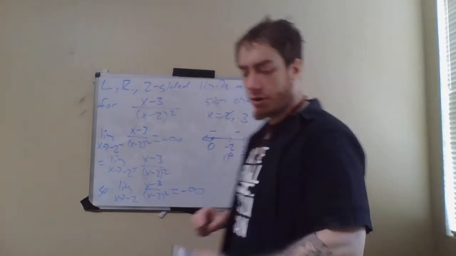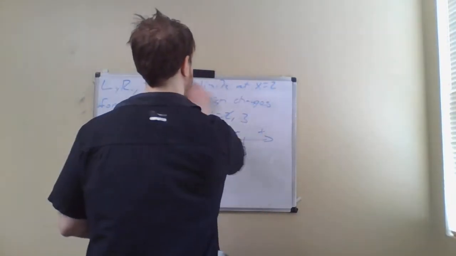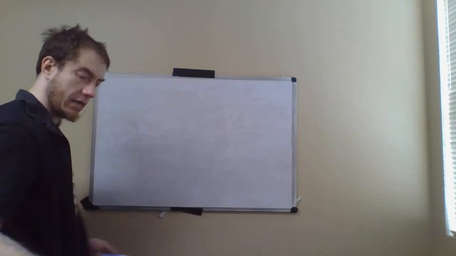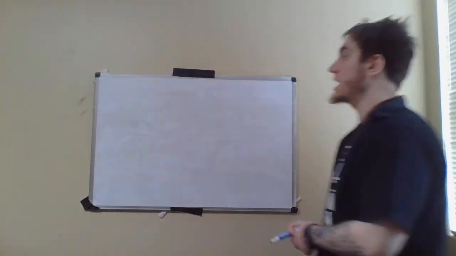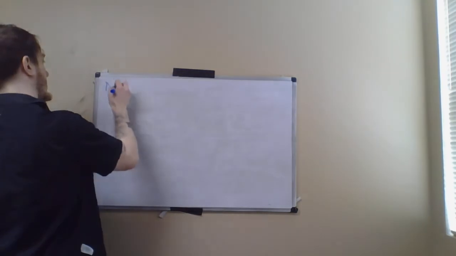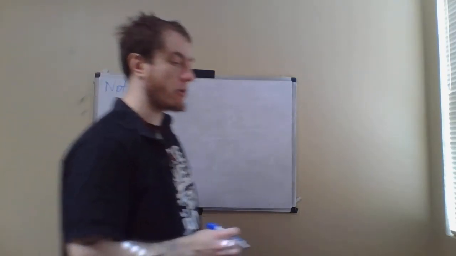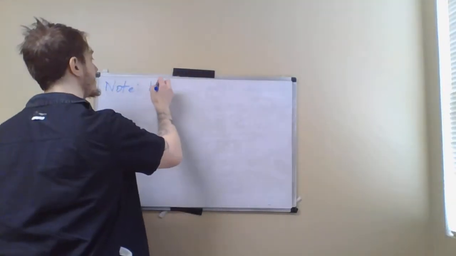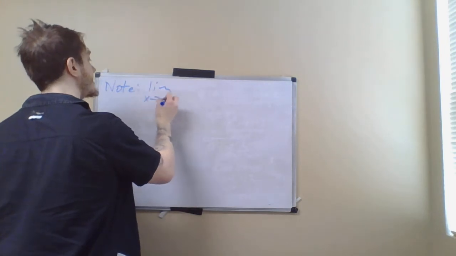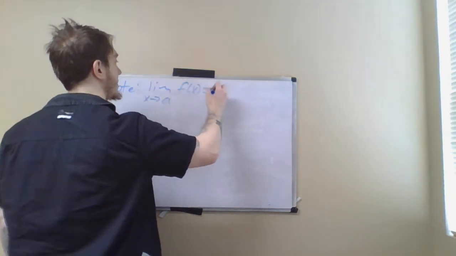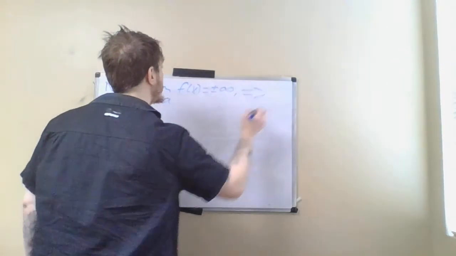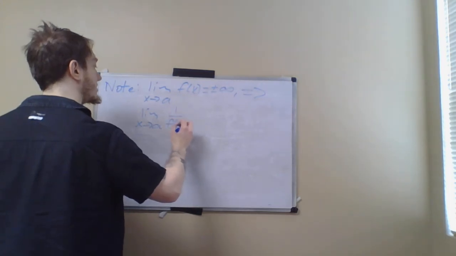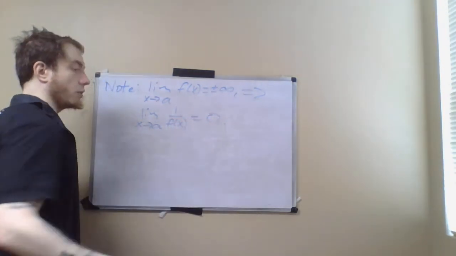Now, one more thing that I want to observe about infinite limits is the following fact, which will become useful later on. So notice, and this is maybe a straightforward observation, but it becomes important later on, so we may as well make this observation now. If the limit as x approaches a of f of x is equal to plus or minus infinity, this implies that the limit as x approaches a of the reciprocal of f of x is equal to 0.